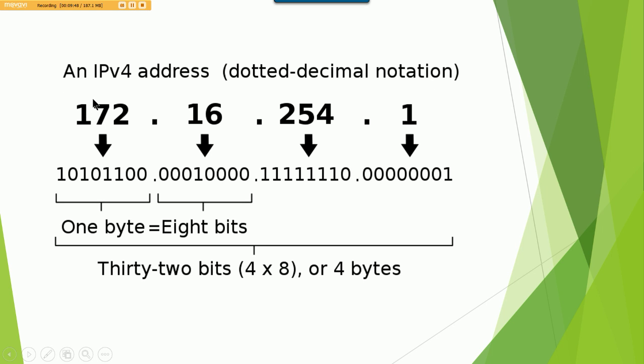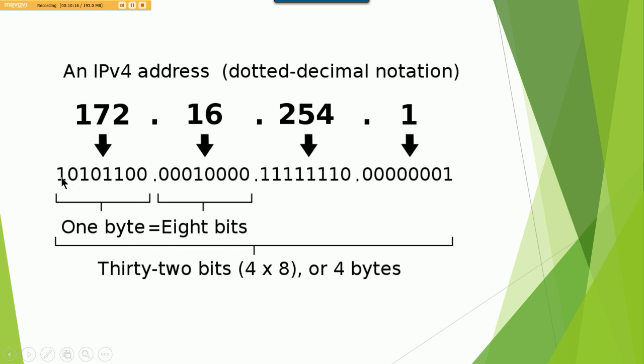And here's an example of an IP address written out in the dotted decimal notation. So this is decimal, dot, decimal, dot, decimal, dot, decimal. This address is 172.16.254.1 in decimal, and it's the same address in binary.